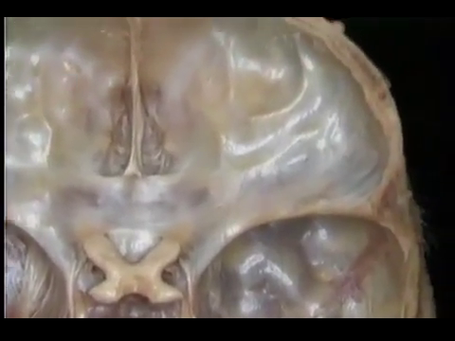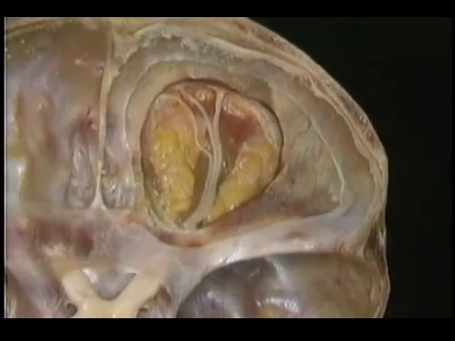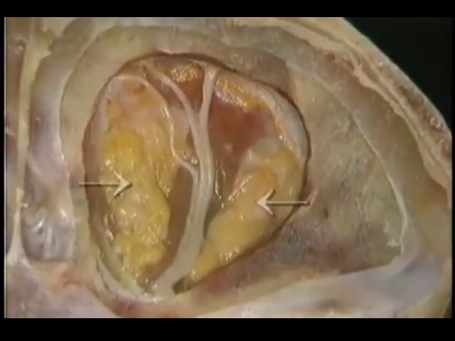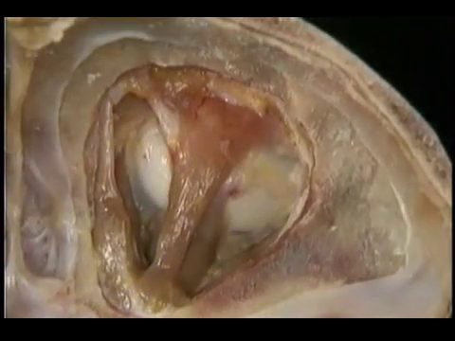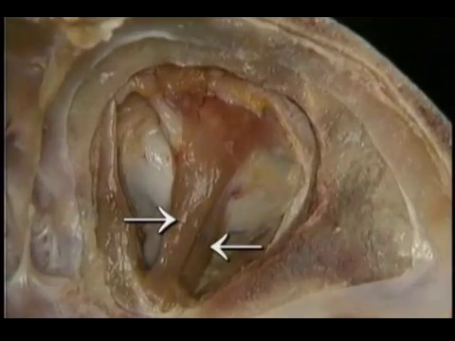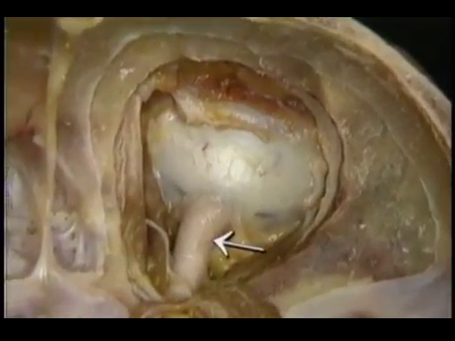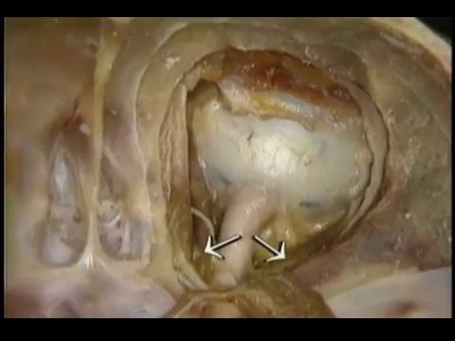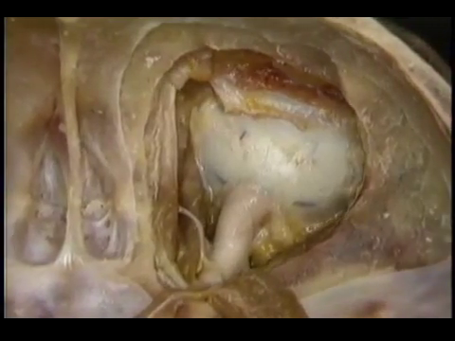To follow the optic nerve, we'll remove the roof of the orbit, leaving the optic canal intact. We'll remove this nerve and the orbital fat, and these two muscles, which we'll see later. Here's the optic nerve. It enters the orbit between the tendons of origin of the rectus muscles. It passes forwards and laterally to enter the back of the eyeball.